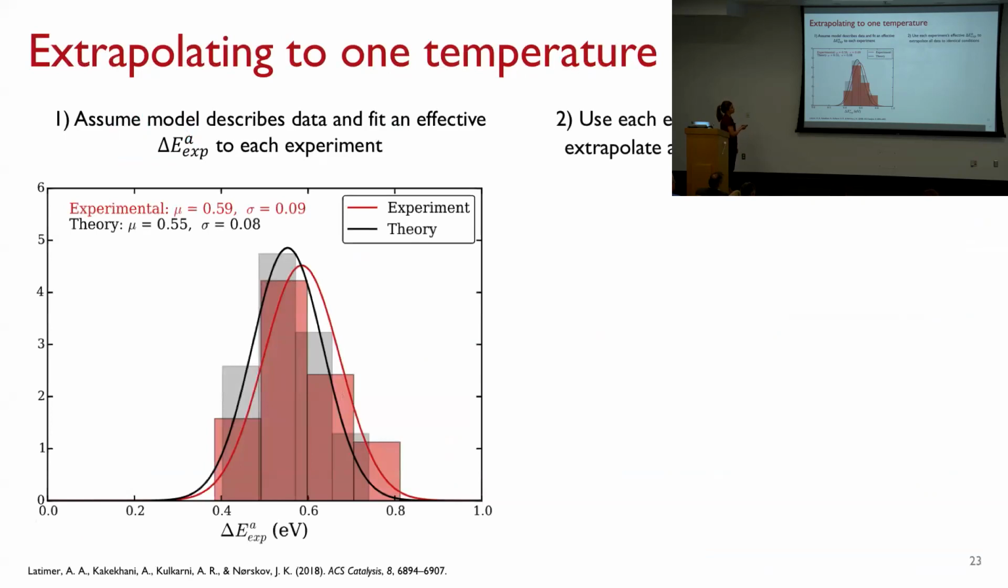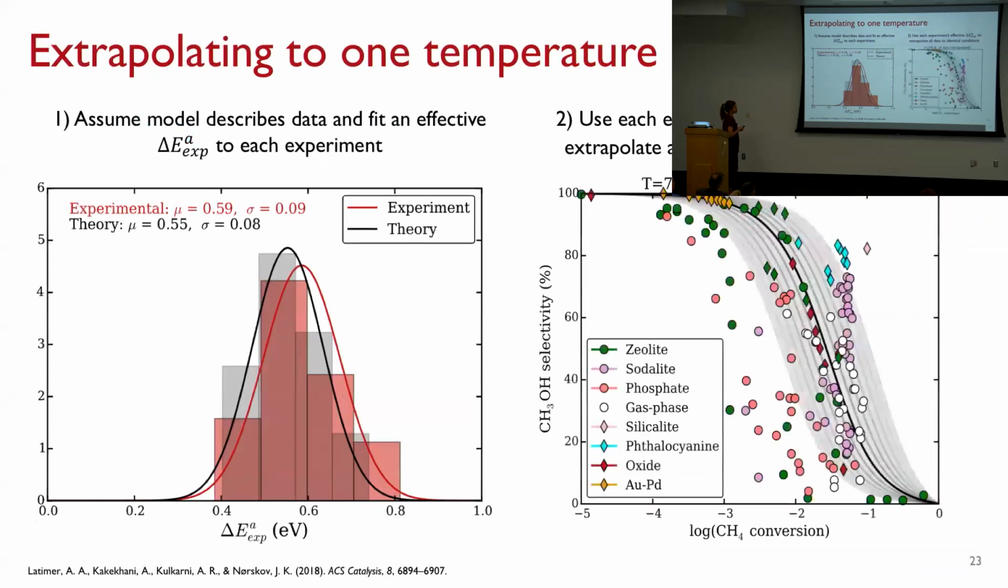The second way that we can now use these effective delta EAs from experiment is to extrapolate all of the data to identical conditions or identical temperatures. So now I'm showing all of the data having been extrapolated to a temperature of 700 Kelvin. And again, you can see that the data seems to mostly fall within the 1 sigma standard deviation. We do have some outliers here on the unfavorable side, but this is not expected because we expect our selectivity conversion expression to really give a limit to the selectivity.